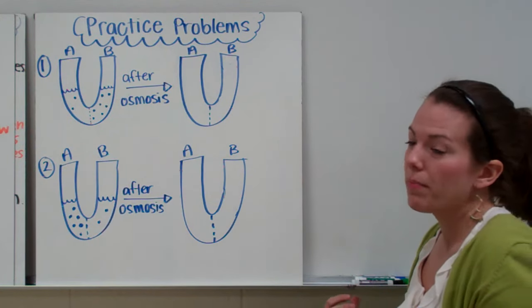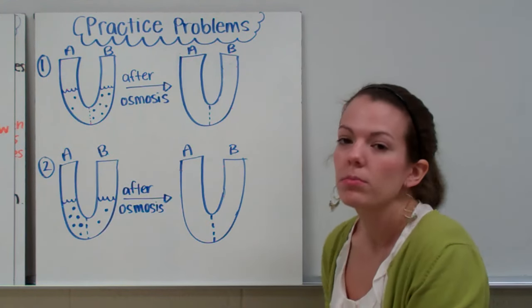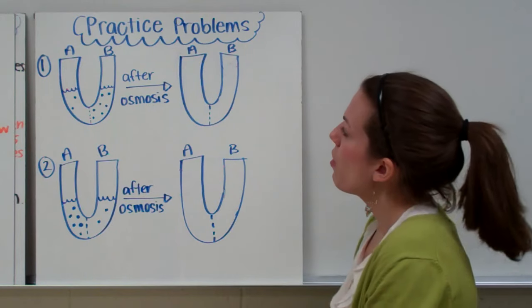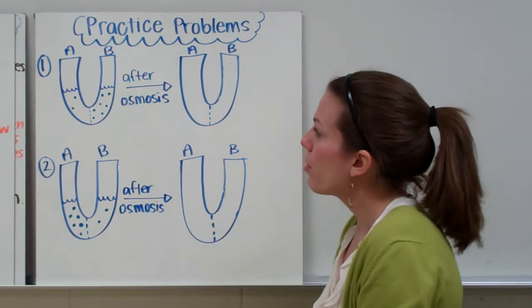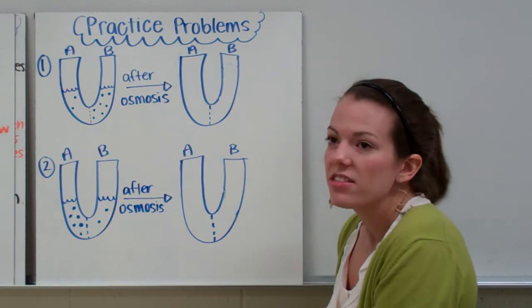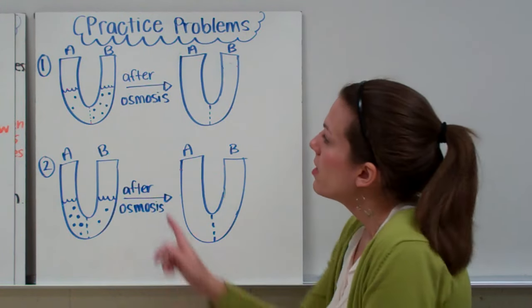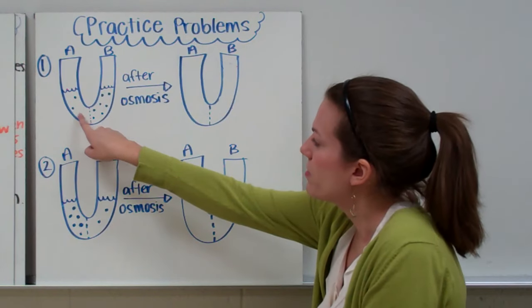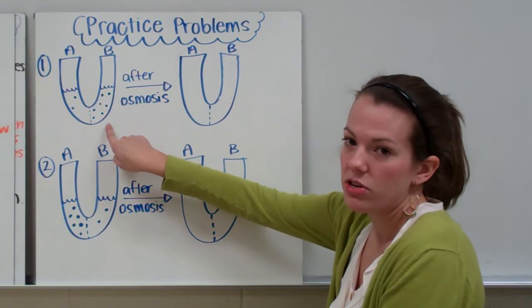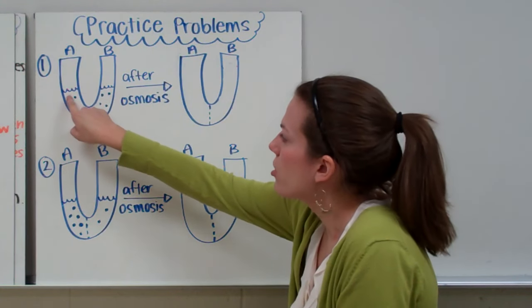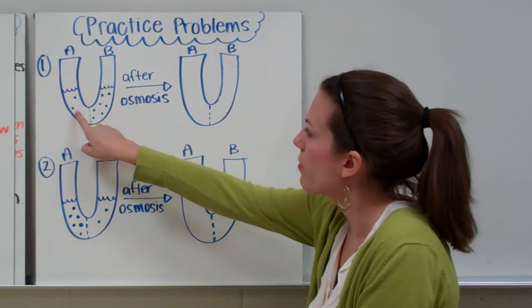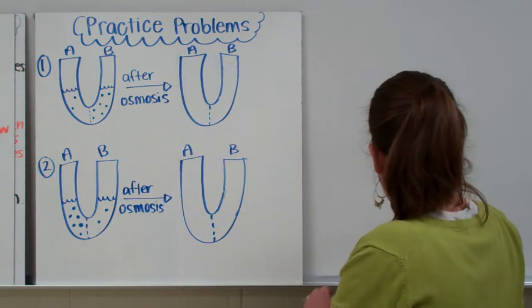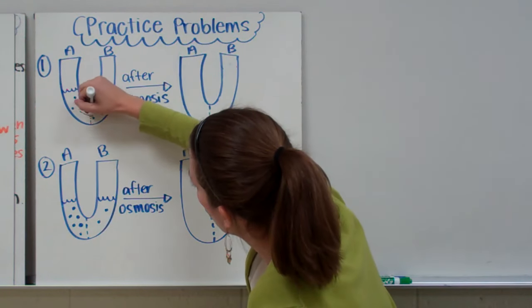Alright, now for some practice problems. And these practice problems all involve osmosis. So for our first practice problem, we have a U-tube experiment. We have side A and side B. The first thing you want to do in a U-tube experiment is decide which side has more water. So we see side A has a low concentration of salt, side B has a high concentration of salt. So you see all this extra space on side A, that's all the extra water that side A has. So that extra water from side A is going to move over to side B.